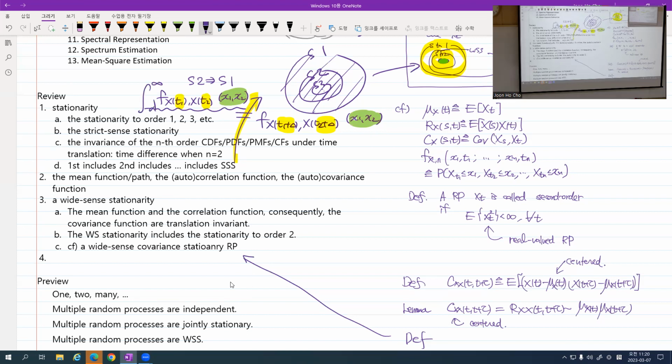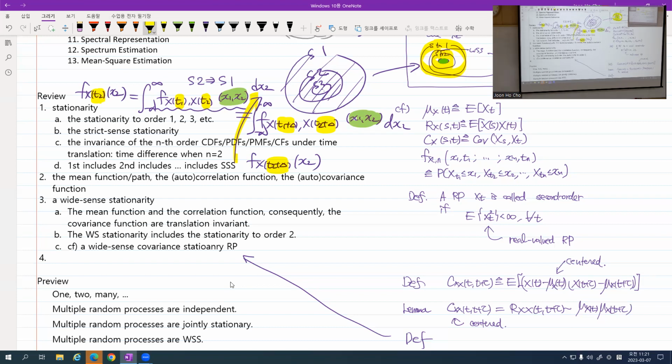So what do we do? We integrate over, for example, x2, right? Then the left-hand side becomes the first order density, and the right-hand side becomes what? The first order density. And as you see here, we have translation invariance. Got it? So by generalizing this, you can prove for any nth order that stationarity to order n implies stationarity to lower order. Got it?